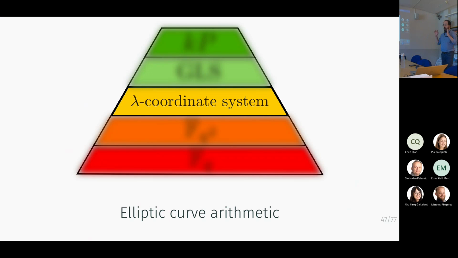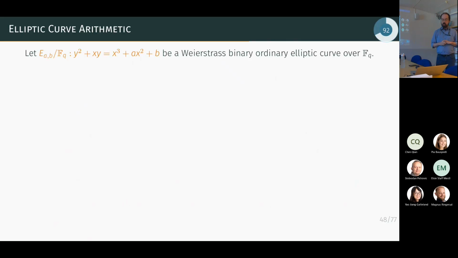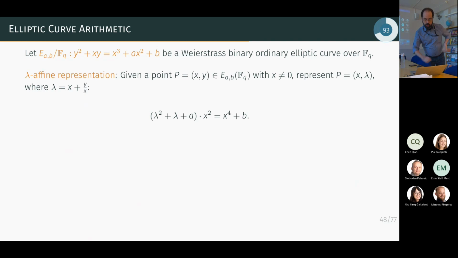Good. Now we have an extension field of the correct size, so we can put a curve on top, right? That's what we wanted to do in the first place. So yesterday we talked about this Weierstrass curve over some field, in this case F_{q^2}. And this is the form for binary curves, right?